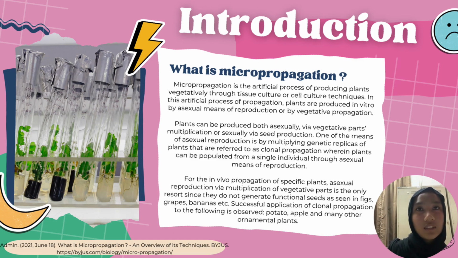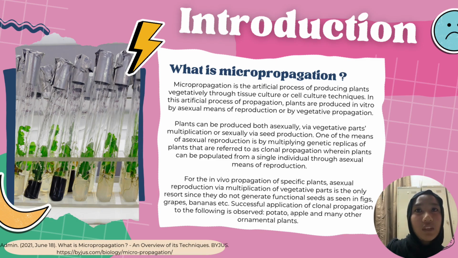As for introduction, what is micropropagation? Micropropagation is the artificial process of producing plants vegetatively through tissue culture or cell culture technique. In this artificial process of propagation, plants are produced in vitro by asexual means of reproduction or by vegetative propagation. Plants can be produced both asexually via vegetative parts, multiplication, or asexual via seed production.